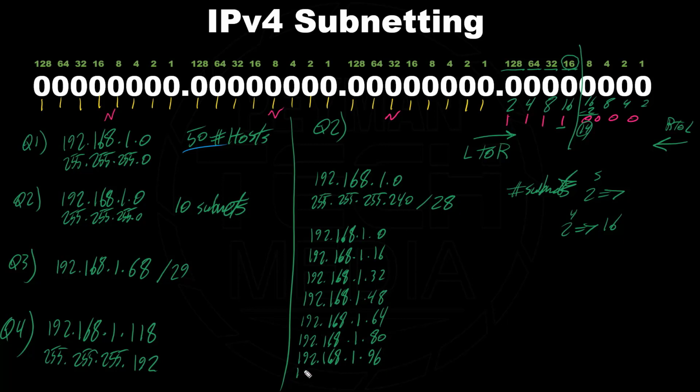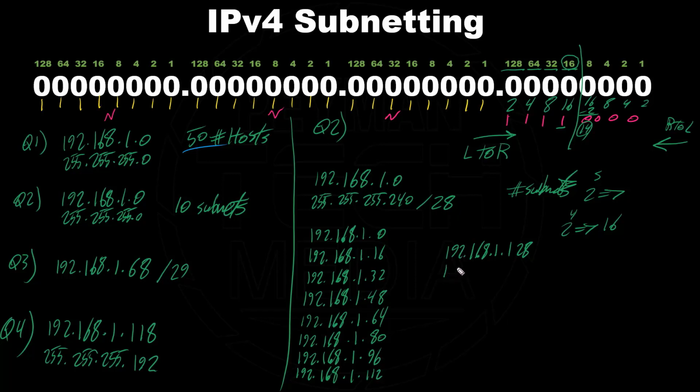So the next subnet would be 192.168.1.96 plus 16, 112. Next one, I'm going to write down here. So the next subnet would be 192.168.1.128 because 112 plus 16. 1, 2, 3, 4, 5, 6, 7, 8, 9.